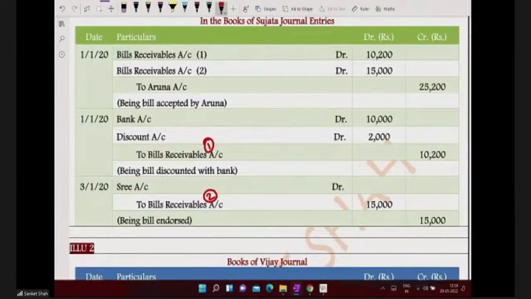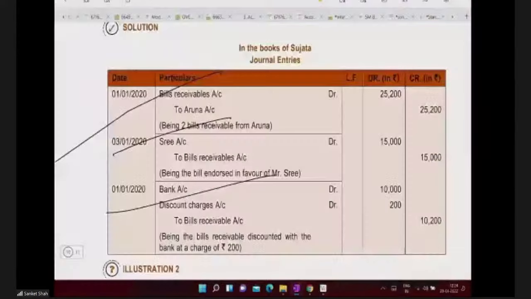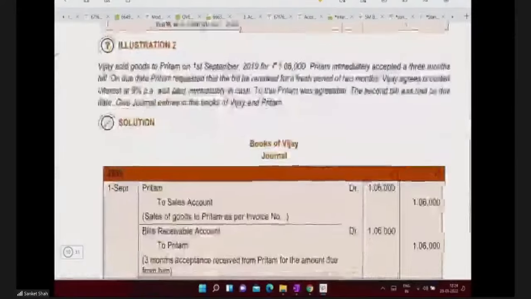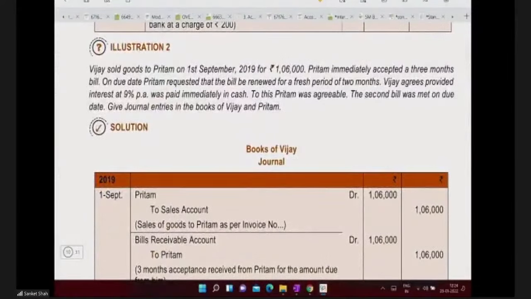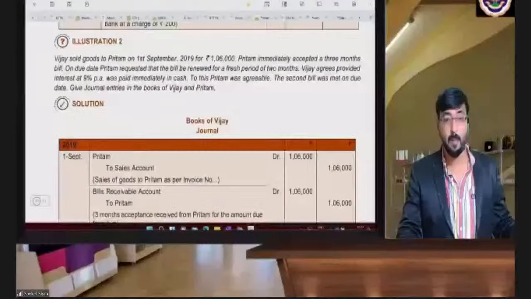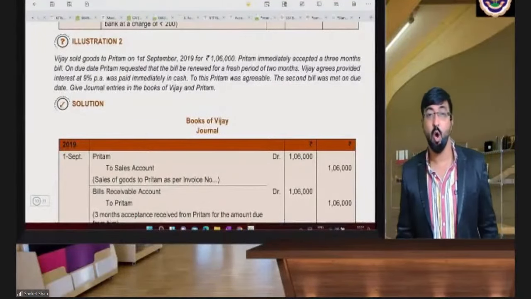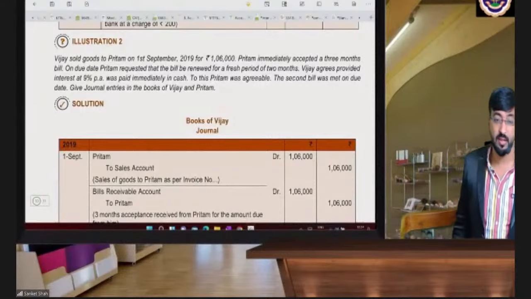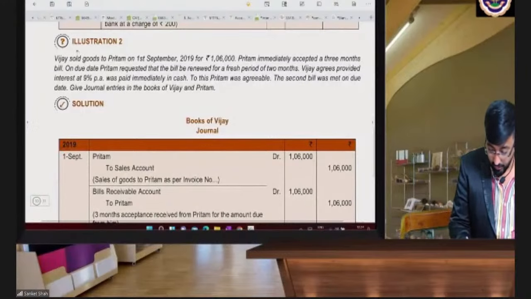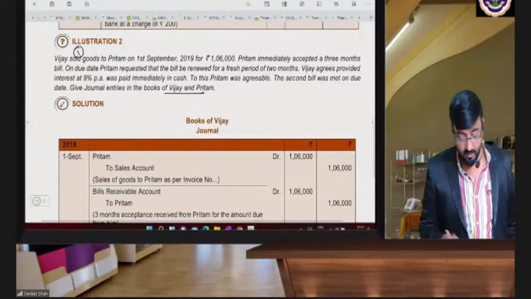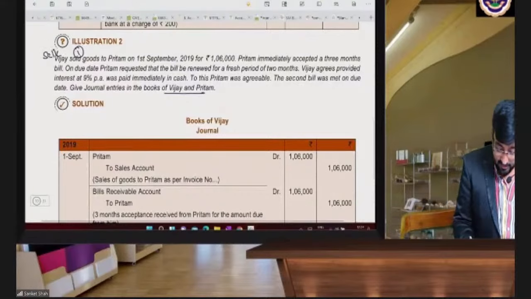Chalo. Next one, illustration number 2. Vijay sold goods to Pritam on 1st September 2019. So the first entry, you can write here in the books of Vijay and Pritam. You want entries in the books of both. So Vijay is a seller and Pritam is a buyer.